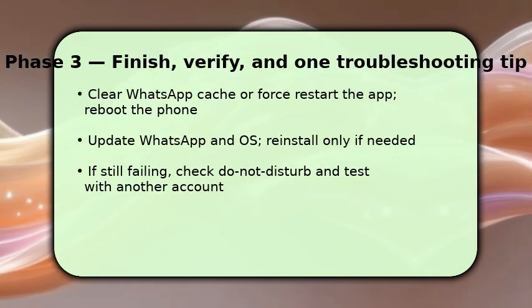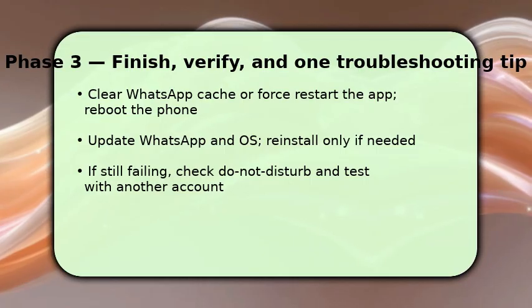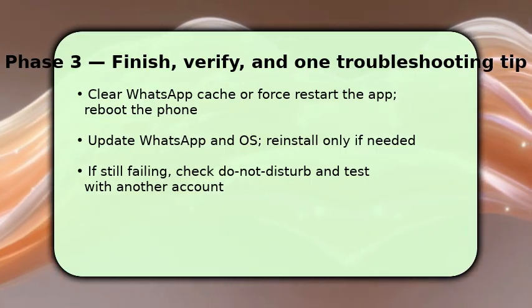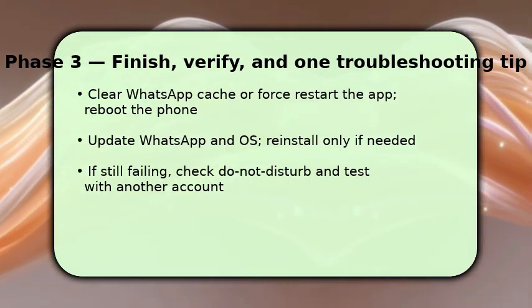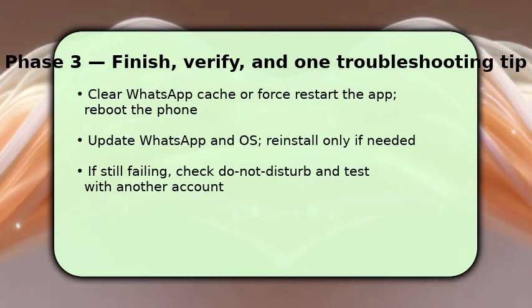If notifications still fail, check Do Not Disturb rules and per contact muting. If nothing works, create a test message from another account to reproduce the issue. That single test helps pinpoint whether it's account, app, or system related.